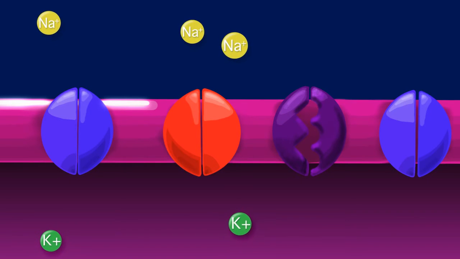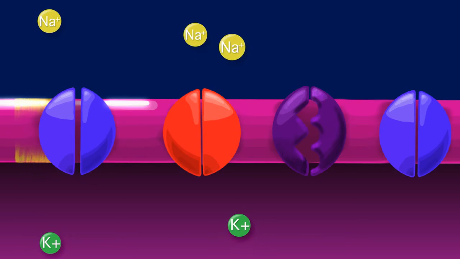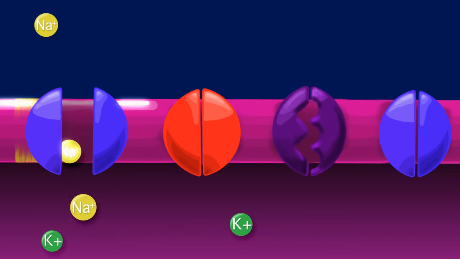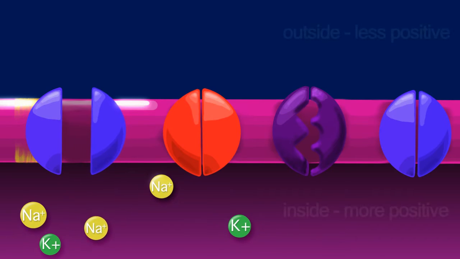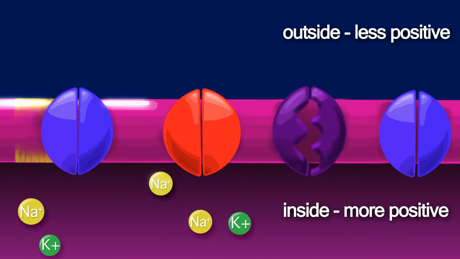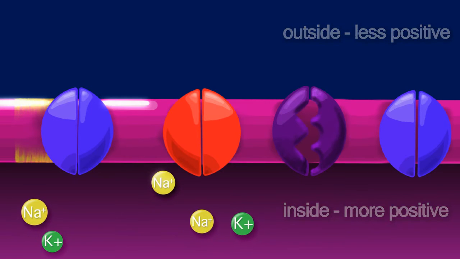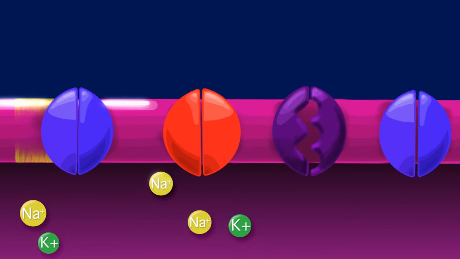When a stimulus is received by the neuron, the sodium gates open and sodium rushes into the cell. The neuron is now depolarized, meaning the inside of the cell is now more positive than the outside. The voltage of the cell when it is depolarized is around negative 50 millivolts.